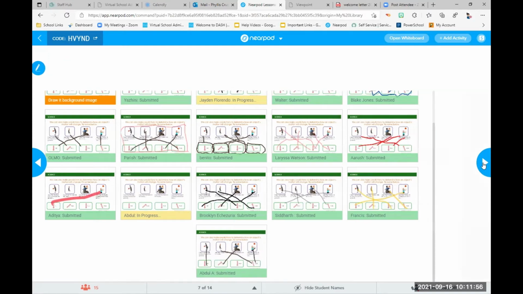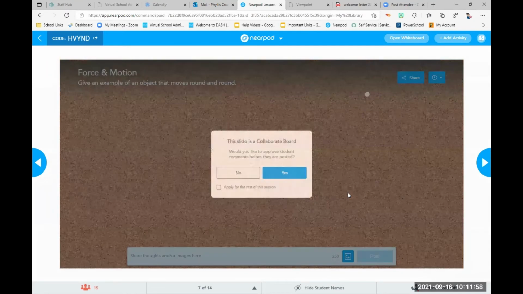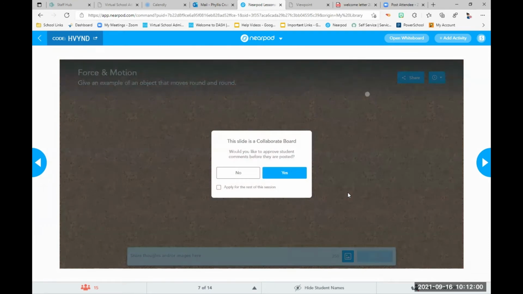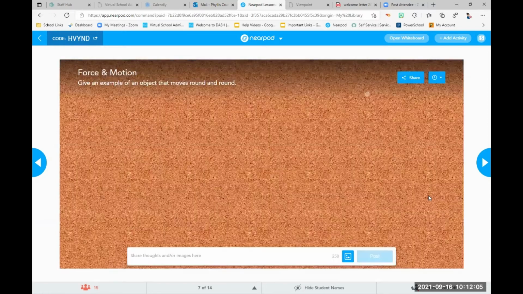Okay, you guys ready? Ready, Freddie. Okay, this is called a collaboration board. You are going to write or draw to give an example of an object that can move round and round.